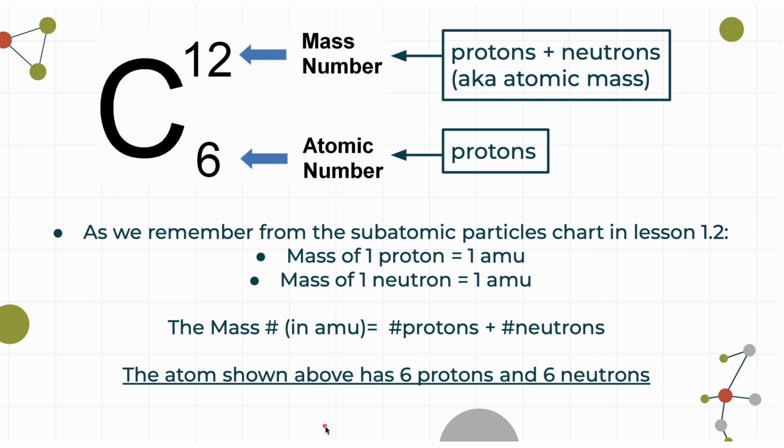Next, we need to talk about the mass number and the atomic number. As we remember from 1.2, the mass of one proton is 1 atomic mass unit, and the mass of one neutron is also 1 atomic mass unit. Here is the atomic number, the number of protons, 6. The mass number shows us protons plus neutrons. And usually, in a normal neutral atom, there is the same number of protons and neutrons. So if carbon has 6 protons and 6 neutrons, the mass number would be 12. 6 plus 6.